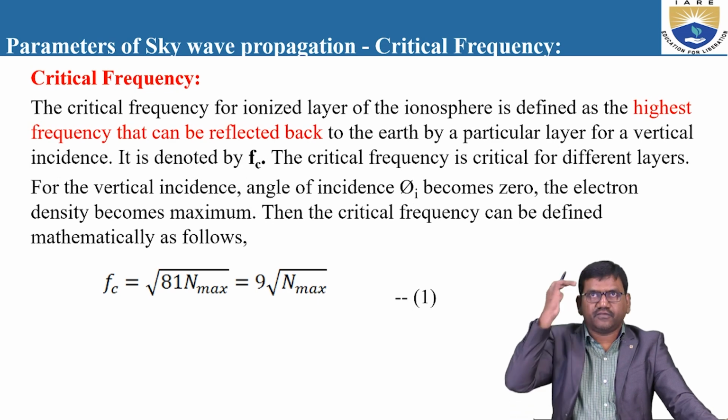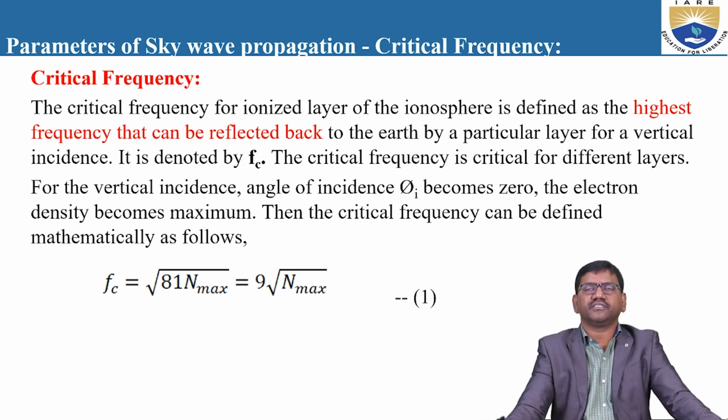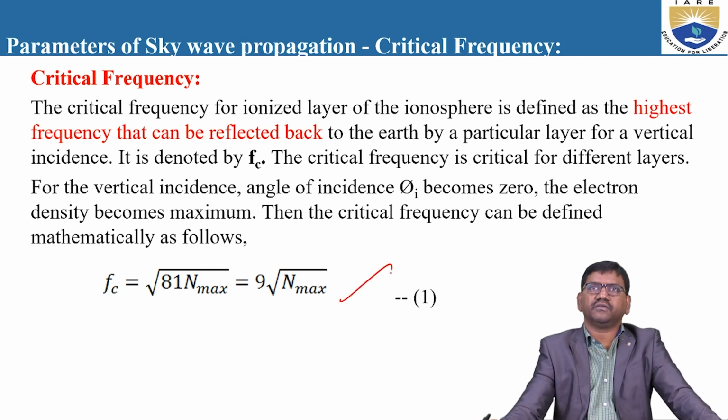So, there are different parameters of skywave propagation. The first one is critical frequency. The highest frequency at which a wave is returned to the earth at vertical incidence, we call it the critical frequency, which is given by the equation 9 root N max.